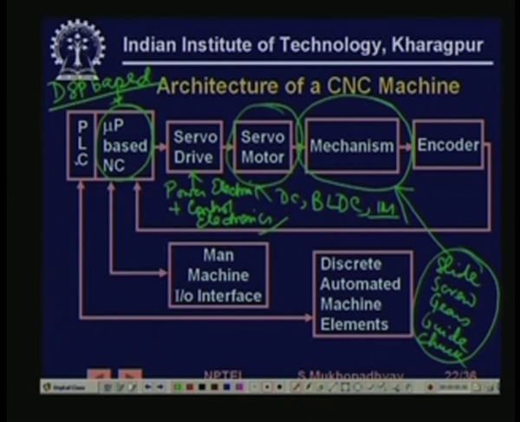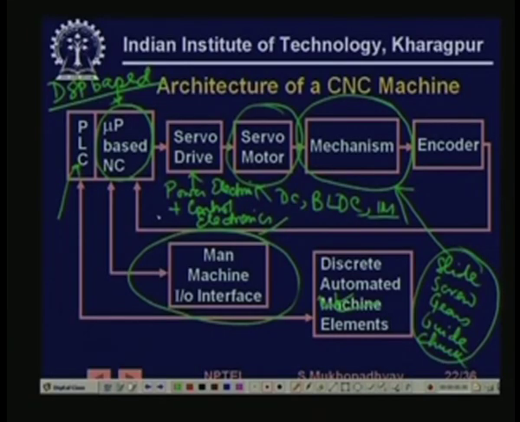Along with that, we also have another kind of computer called PLCs, which is mainly used for discrete automation. And there is also a man machine interface which lets the operator program it and also monitor the status of the machine, and there are also mechanisms for generating various kinds of alarms. So this is the general structure of a CNC machine.